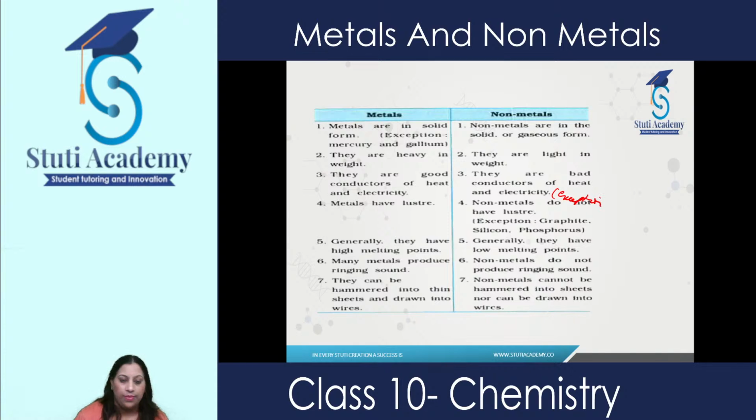Okay. Then metals have high melting and boiling points. Non-metals do not; they have low melting and boiling points. Metals produce sound; they are sonorous. Non-metals are non-sonorous. Metals are malleable and ductile; we can easily convert them into sheets and wire. And non-metals are non-ductile and non-malleable. These are the differences between metals and non-metals on the basis of their physical properties, only on the basis of their physical properties.